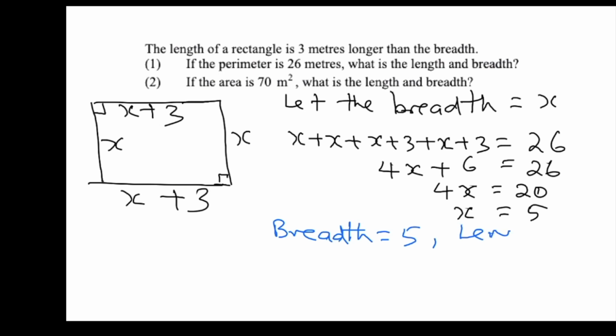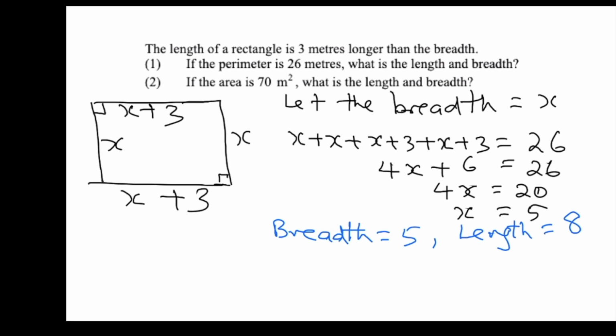And so what is the length? The length is x plus 3, but x is 5. So the length should be 8. All right, you can check if you take the 5 and add another 5 because there are 2 opposite sides that are equal, and take 8 and add another 8 because there are 2 opposite sides equal, you should get your answer of 26.